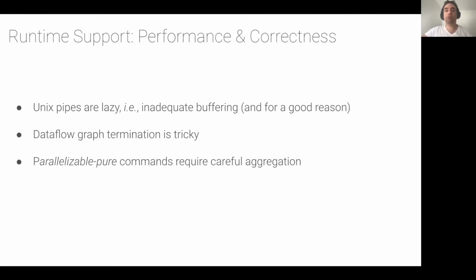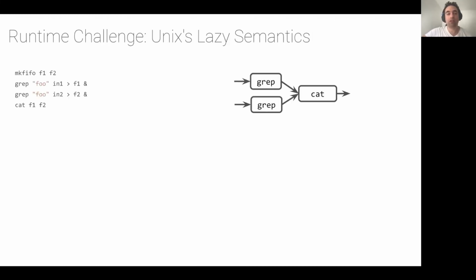Second, Unix makes command termination notification challenging, which can cause deadlocks. And third, parallelizable pure commands, as we saw earlier, require careful aggregation. We'll focus on the first problem. Details about these and other problems are in the paper.